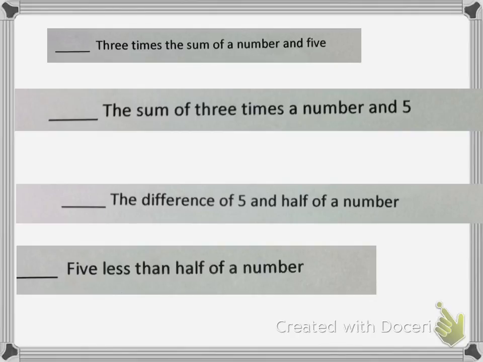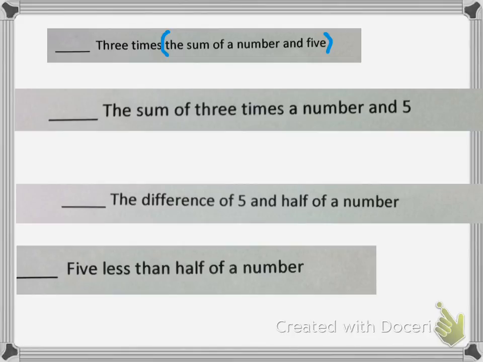Let's take a look at the first one. 3 times the sum of a number and 5. So we notice that we have 3 times. So that means the number 3 is going to be multiplied by something. Well, it's going to be multiplied by the sum of a number and 5. So I put parentheses around the sum of a number and 5.